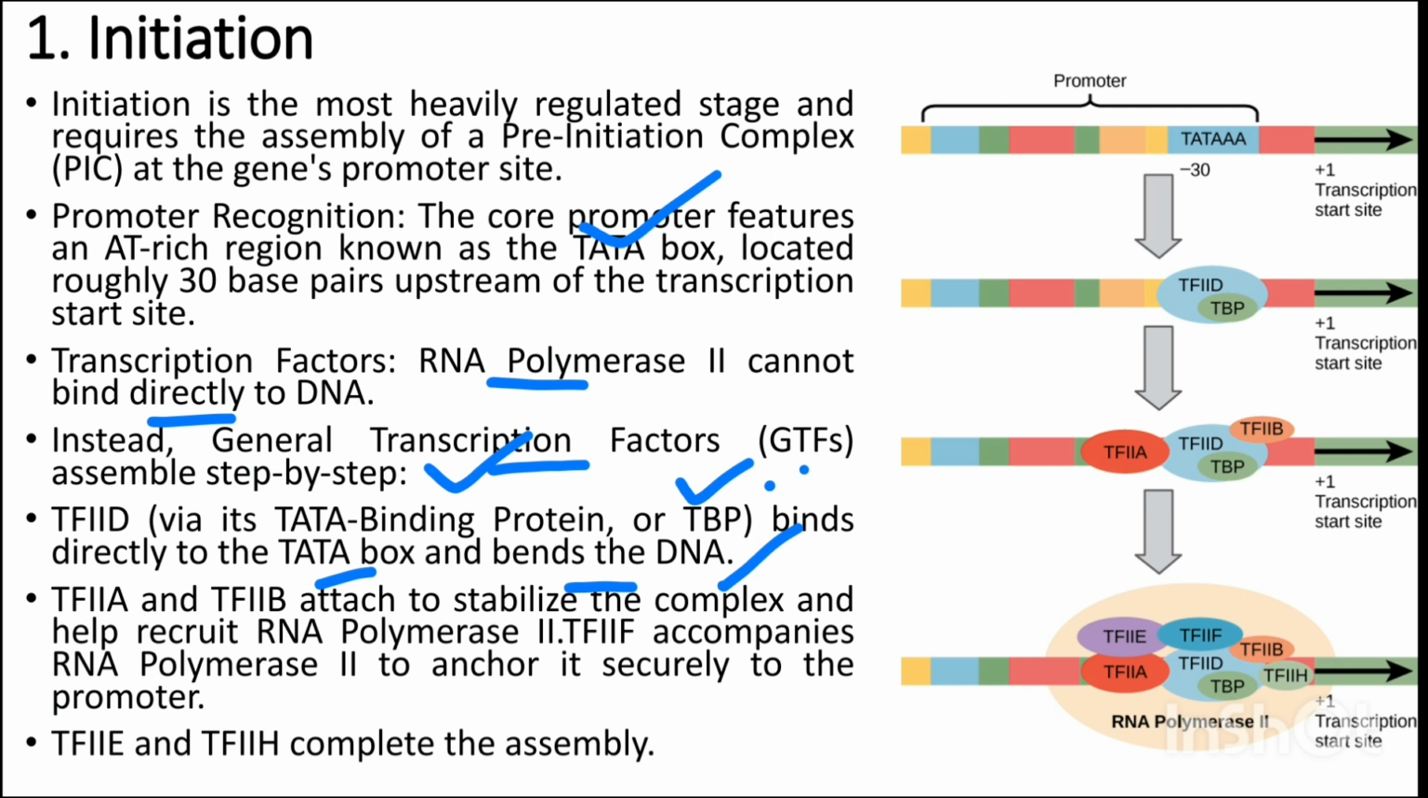Now the RNA polymerase 2 is recruited here. TFIIF accompanies RNA polymerase 2 to anchor it securely to the promoter region. Then TFIIE and TFIIH complete the assembly and form the initiation complex.